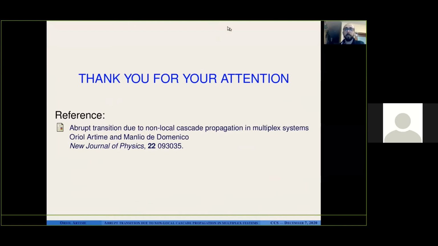Okay, thank you very much, Oriol, for your presentation. So let's turn to the audience to see, do you have any questions? Okay, then Shaunak has a question. Can I read it for you? It's: does the structure of the network make any difference in cascade phenomena?